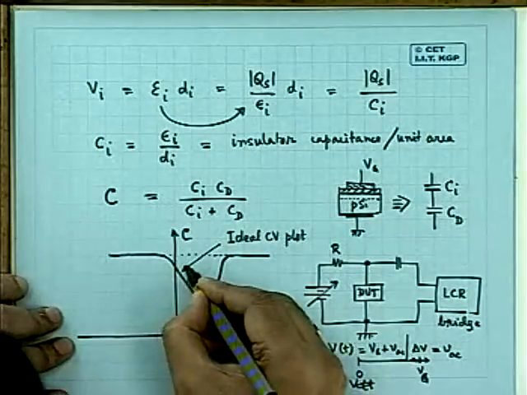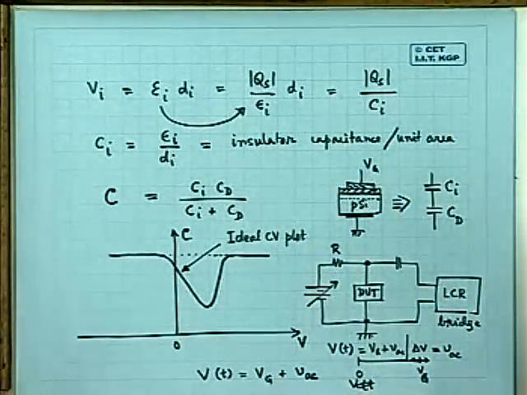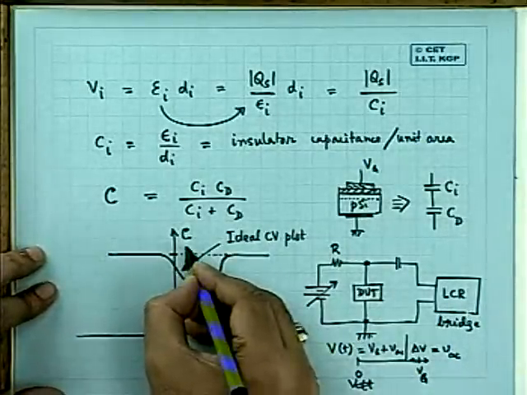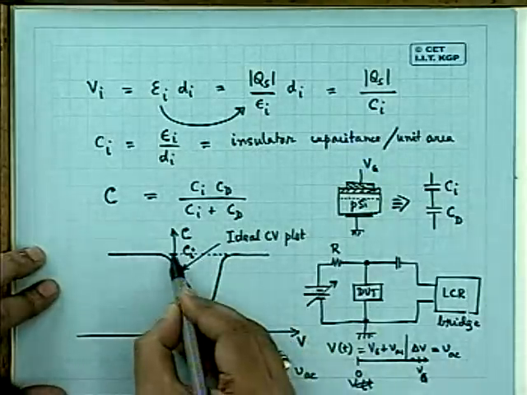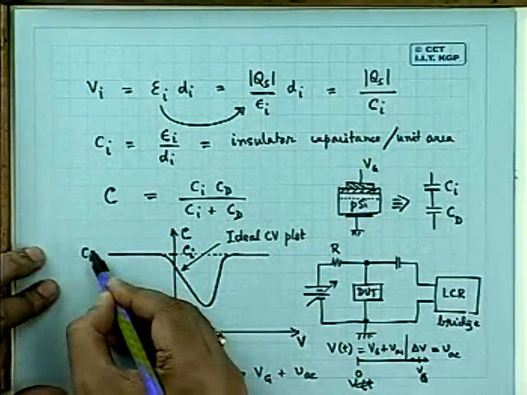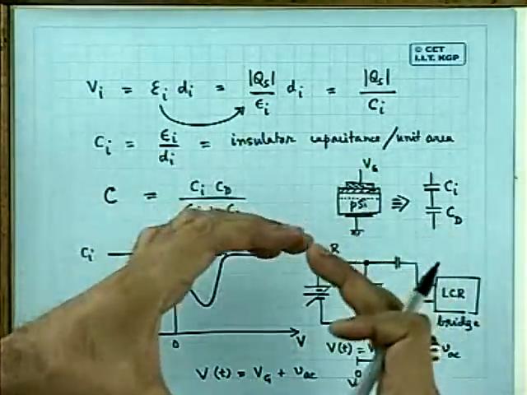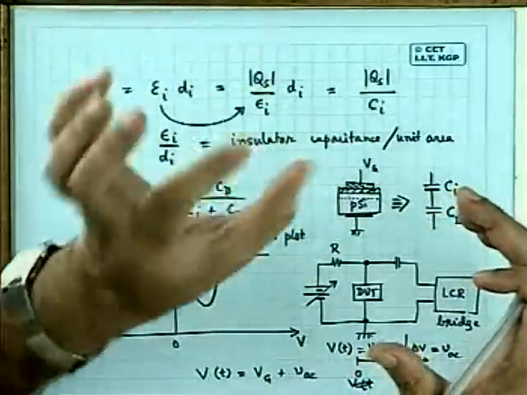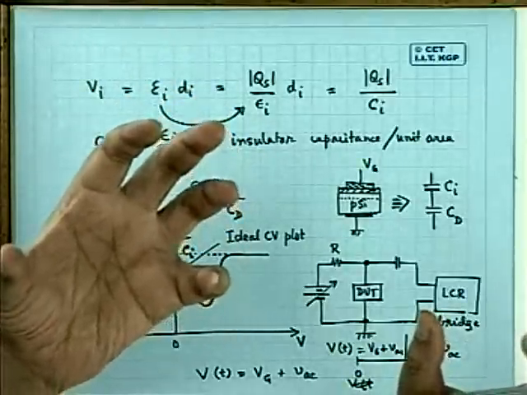This curve which you generate theoretically, the way which I have described just now, is called the ideal CV plot. The maximum value here is nothing but Ci, the insulator capacitance per unit area. I am considering per unit area, not the total value. So if I know the value of the area, then you divide all these measurements by area so that you get the capacitance per unit area. Okay, this is very important.